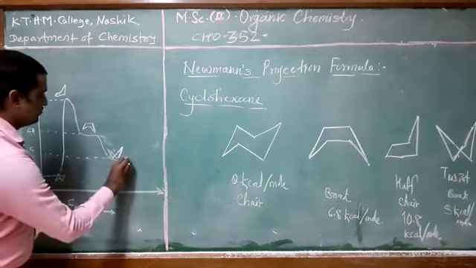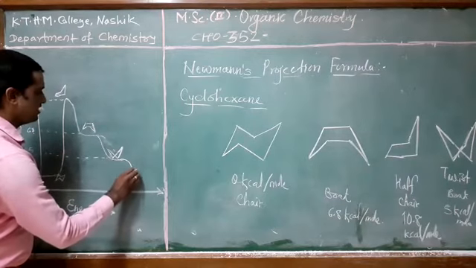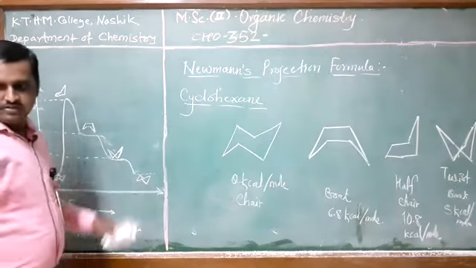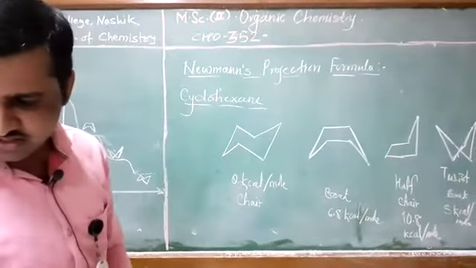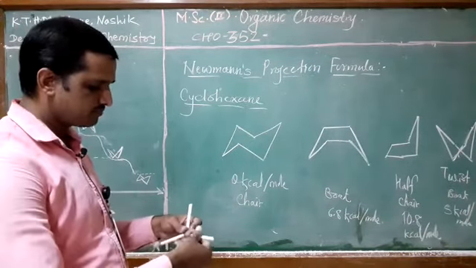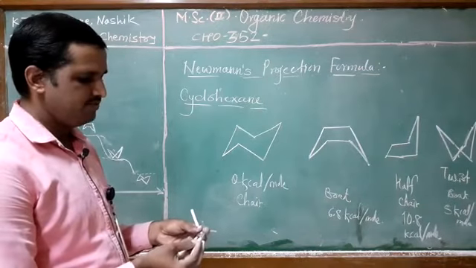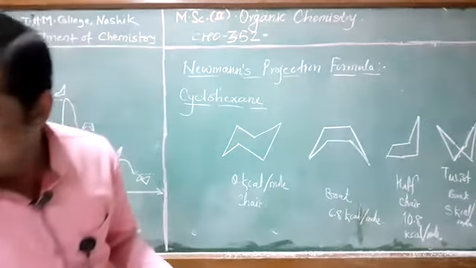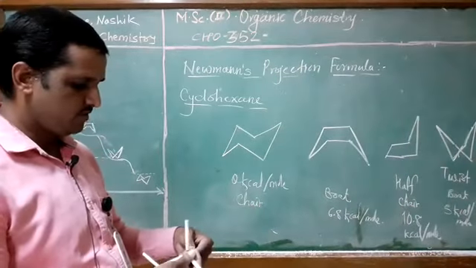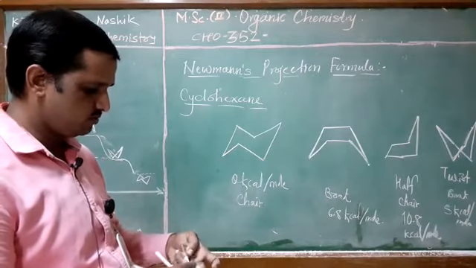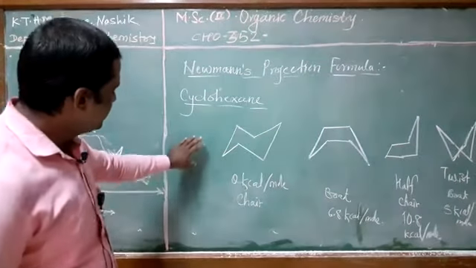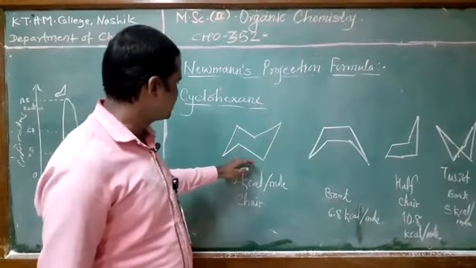After that we again obtain the chair conformation. These different types of conformations of cyclohexane can be easily obtained by simple carbon-carbon single bond rotation. And because of this single bond rotation, one conformation can be easily converted into another. Only remember the energy content for this.